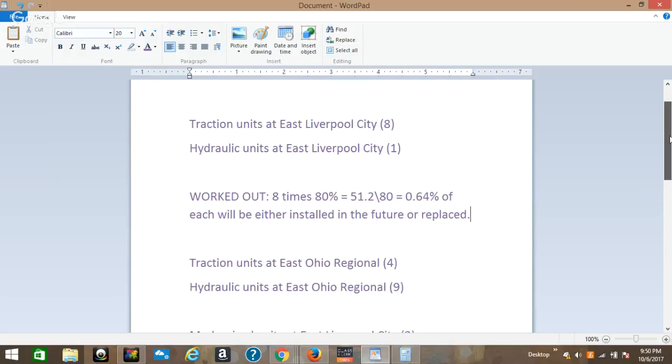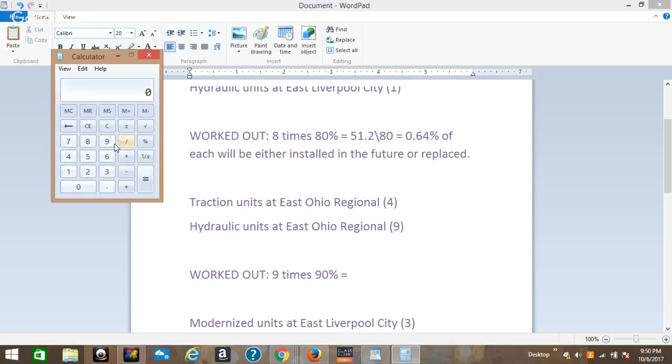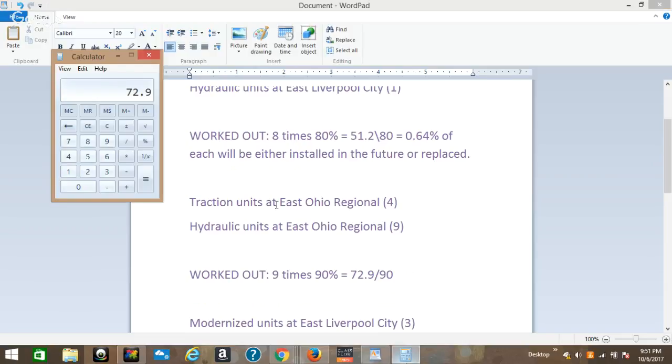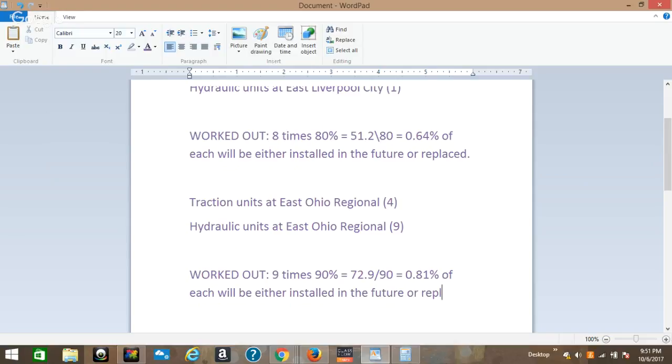Okay, now, the majority at East High Regional is hydraulic. So we're going to work it out this way. We're going to take 9 times 90%. And with that, we're going to get 9 times 90% is 72.9%. Under 72.9 divided by 90 is what? Divided by 90 is 81. Right, so 0.81 percent of each will be either replaced or installed in the future.